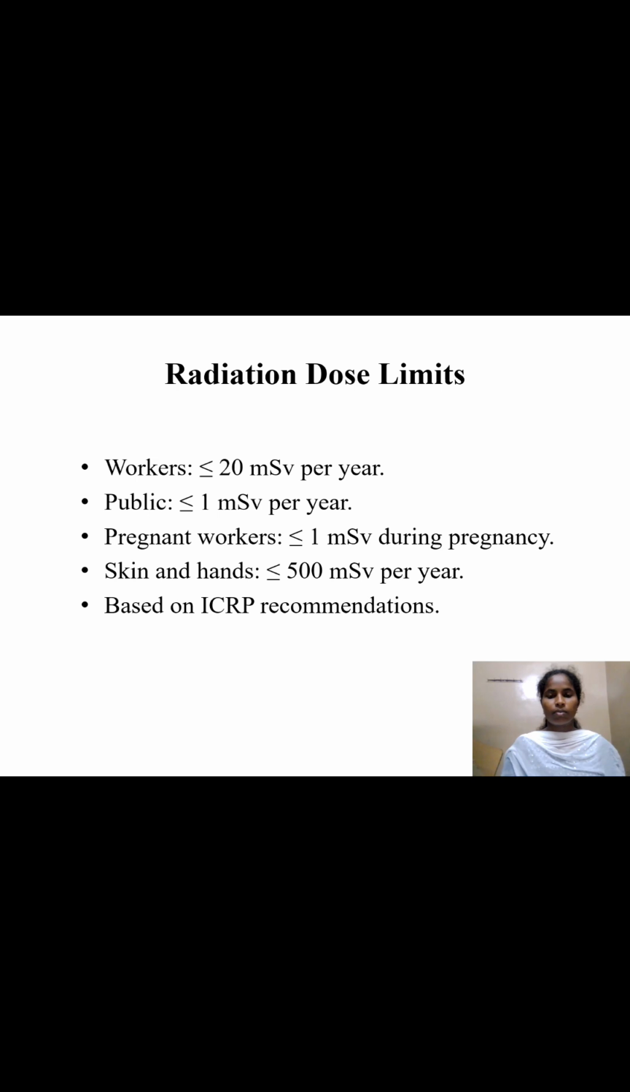Next one is radiation dose limits. Occupational workers have a dose limit of 20 millisievert per year. The public limit is 1 millisievert per year. Pregnant workers have a 1 millisievert limit during pregnancy. Skin and hand doses are limited to 500 millisievert. These limits are based on the international safety guidelines.